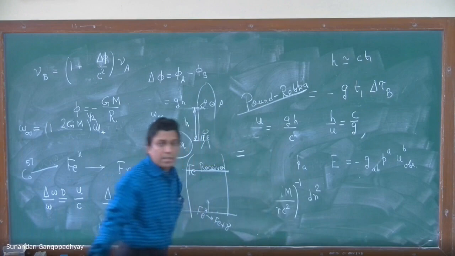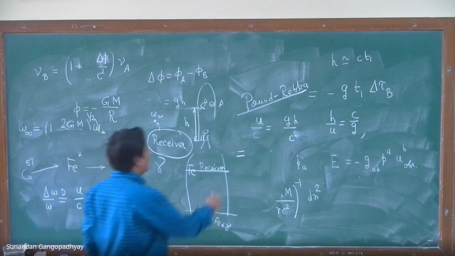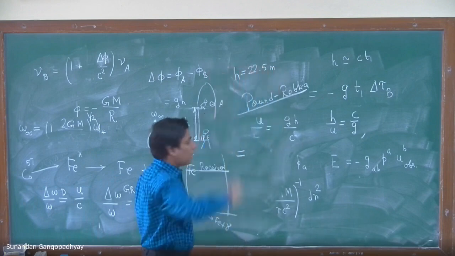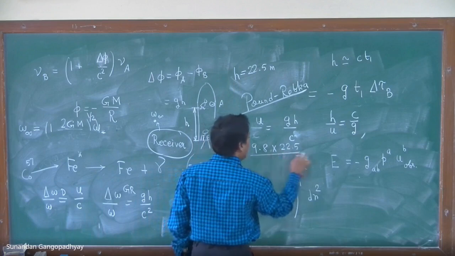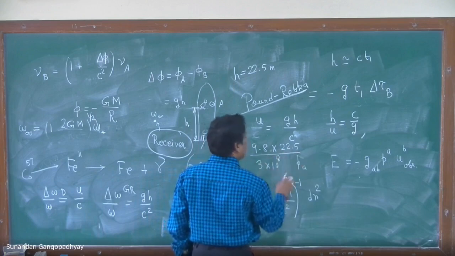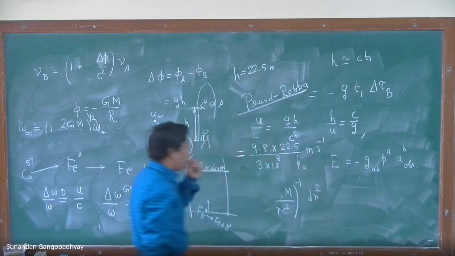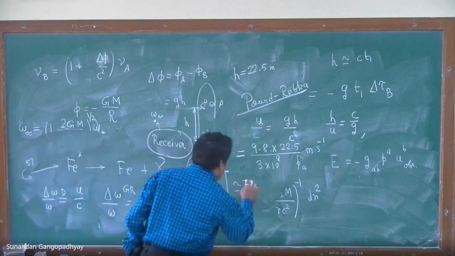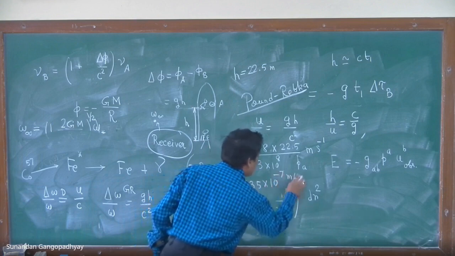This is 9.8 meter per second square, and the height at which they performed the experiment was 22.5 meters, the top of the Jefferson laboratory. So this is 9.8 into 22.5 by 3 into 10 to the power of 8. Everything when you calculate will come in meter per second, because all these are SI units. If you calculate everything, this will come out to be approximately 7.35. You can just calculate it on a calculator. It is going to be minus 7 meter per second.